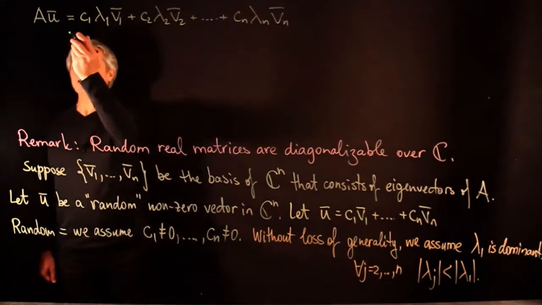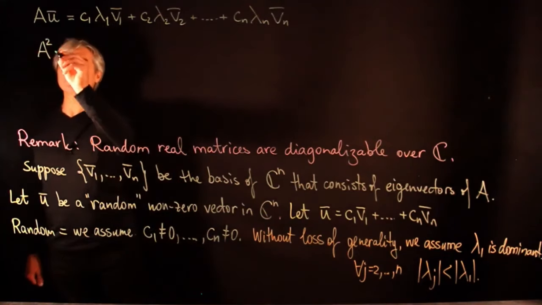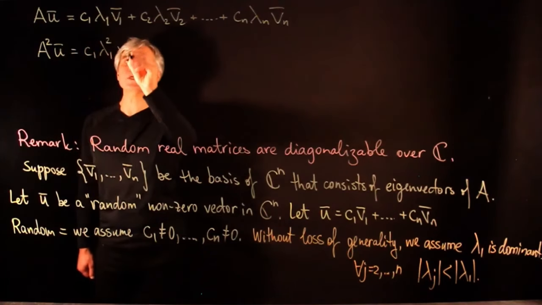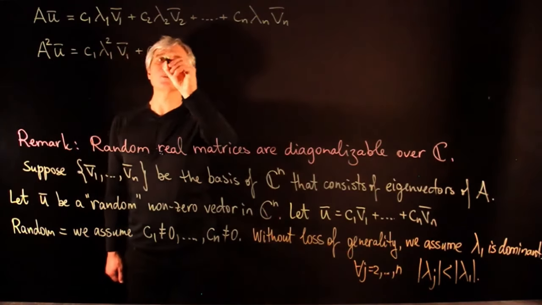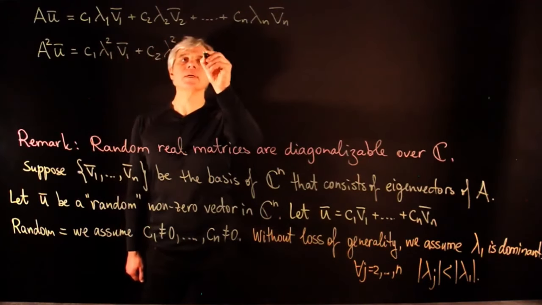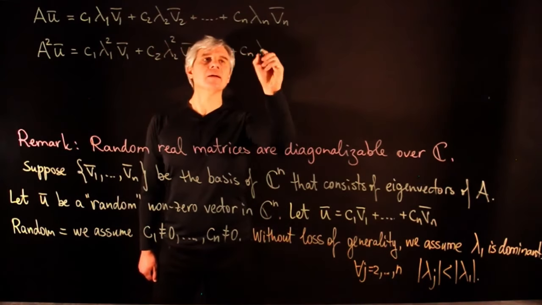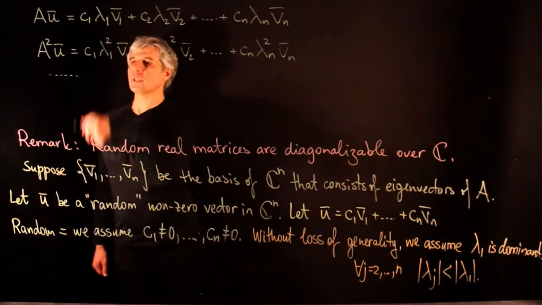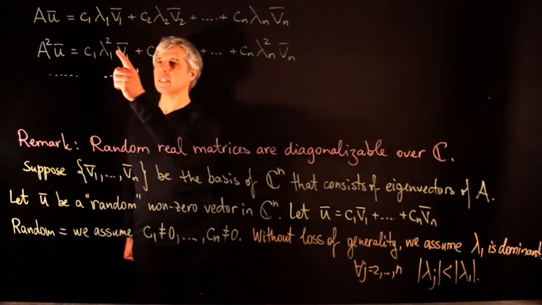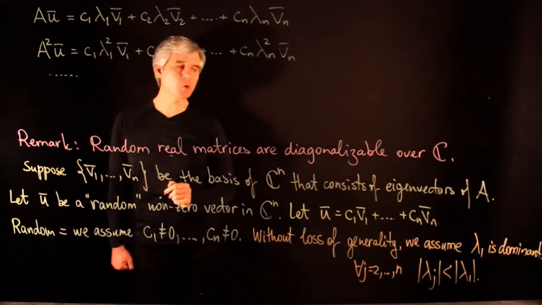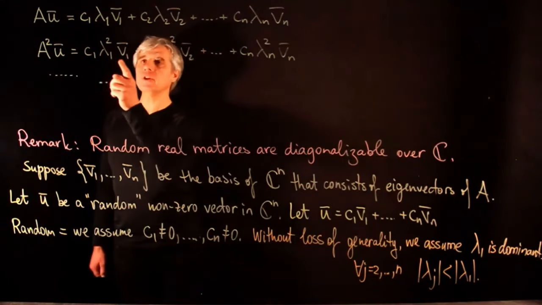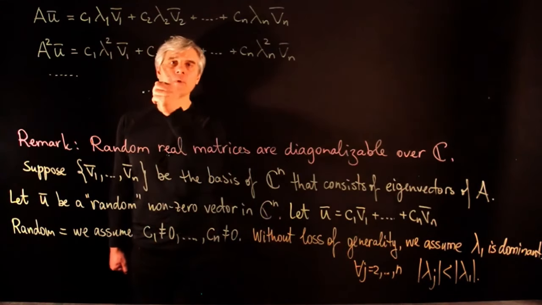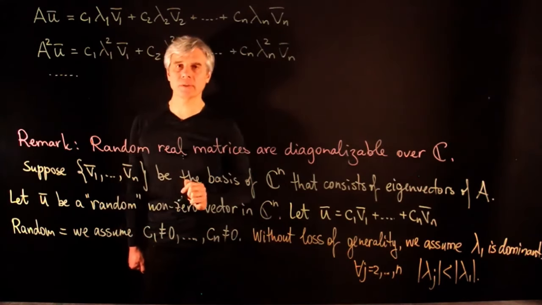If we apply A again, then we will get that A squared u is equal to C1 lambda 1 squared V1 plus C2 lambda 2 squared V2 plus ... plus Cn lambda n squared Vn. And we continue this process. What we shall see is that because lambda 1 is the dominant eigenvalue, the coefficient at the vector V1 will grow faster than the coefficients of all other vectors in this expansion.